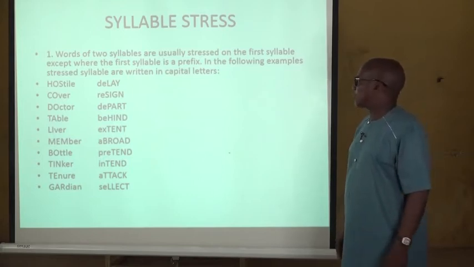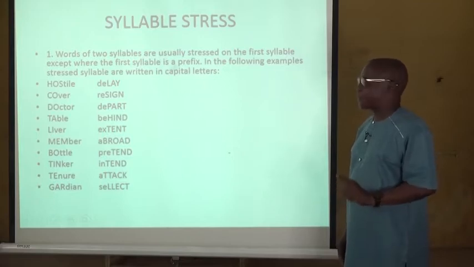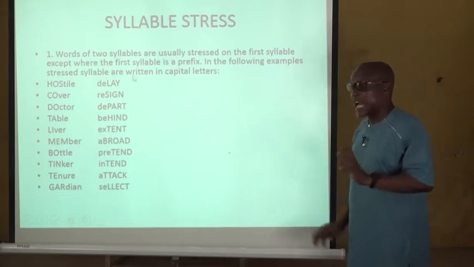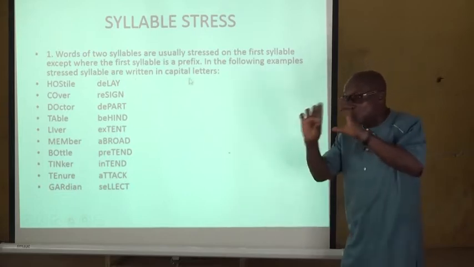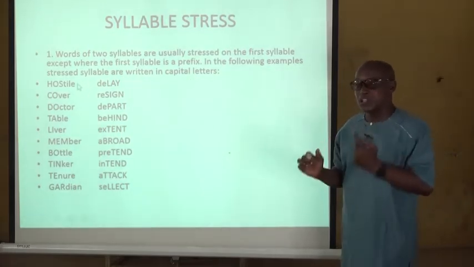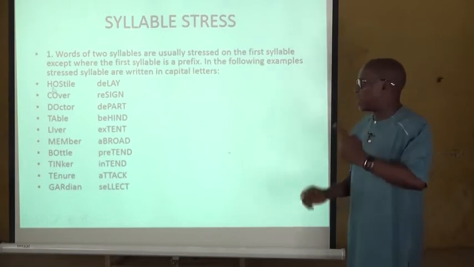Words of 2 syllables are usually stressed on the first syllable, except where the first syllable is a prefix. In the following examples, the stress syllables are written in capital letters. So the point at which you see the syllable in capital letter, it means that's where your voice is supposed to rise, and that is where it is stressed.